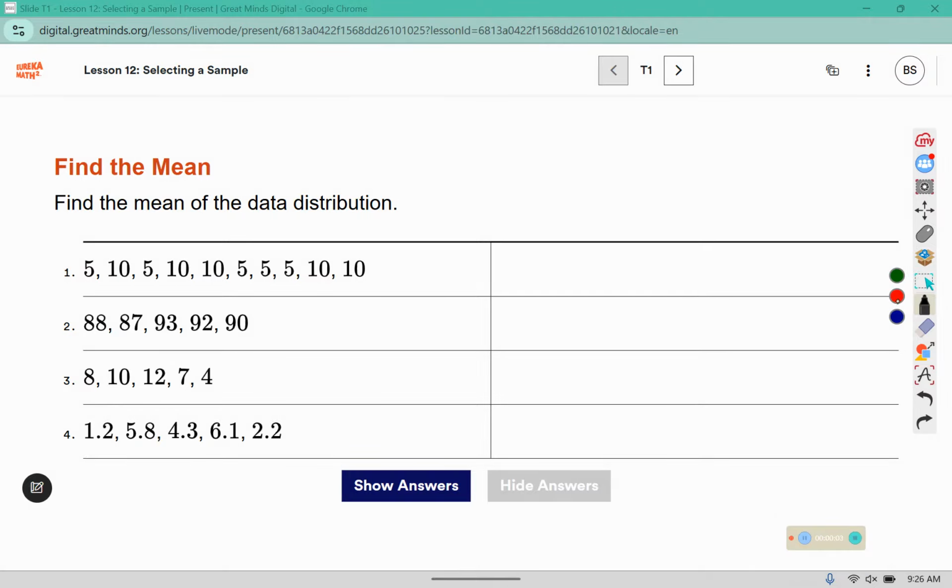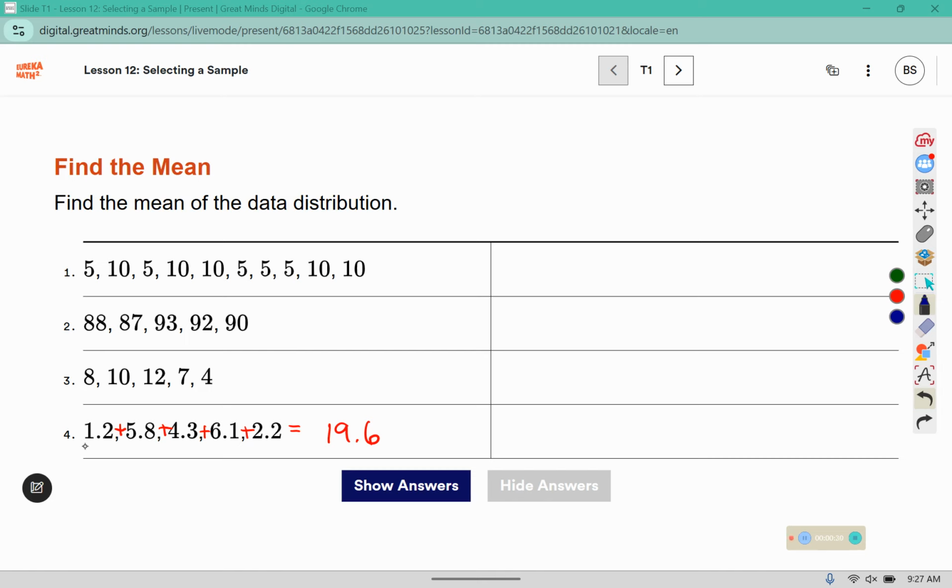Find the mean of the data distribution. To start, to find the mean, you have to add all the values together. So we'll add 1.2, 5.8, 4.3, 6.1, and 2.2 together, giving us 19.6.